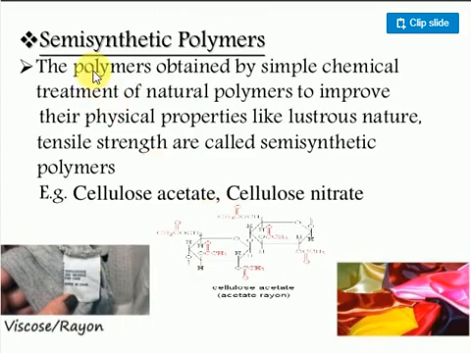Okay, next one is the semi-synthetic polymer. These polymers are obtained by simple chemical treatment only. Generally, they take natural polymers, add a small amount of chemical, and do some other process. The properties of natural polymers are improved, and that's what semi-synthetic polymers are. Generally, what improves their physical properties, like lustrous nature and tensile strength, are called semi-synthetic polymers. Examples: cellulose acetate, cellulose nitrate. Clear? These are different kinds of semi-synthetic polymers.